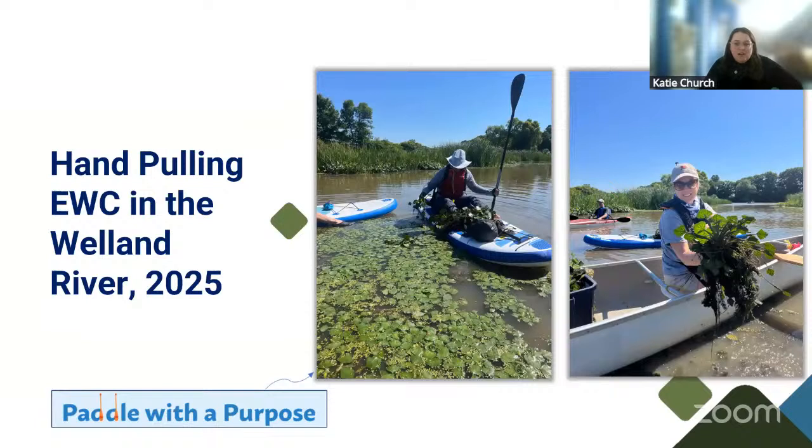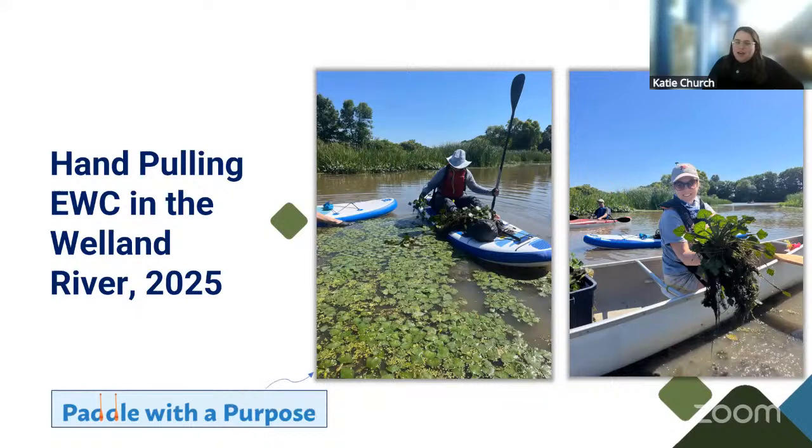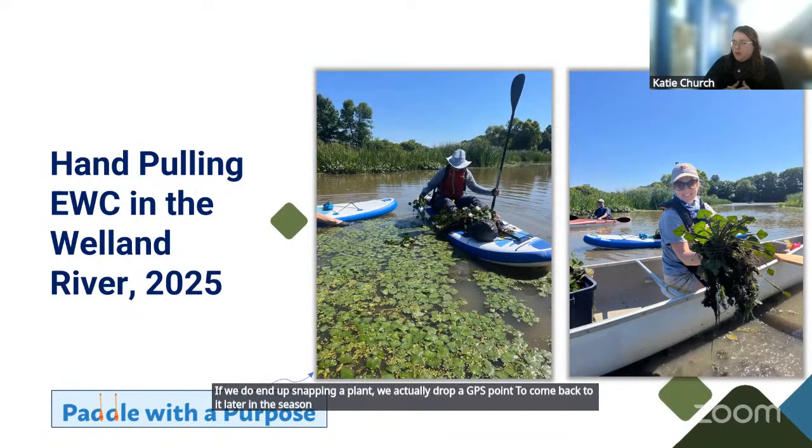In terms of manual removal, we hand pull. So this technique basically pulls the EWC right out of the substrate, pulling the whole plant and hopefully preventing snapping. If we do end up snapping a plant, we actually drop a GPS point to come back to it later in the season or for next year, so we know.